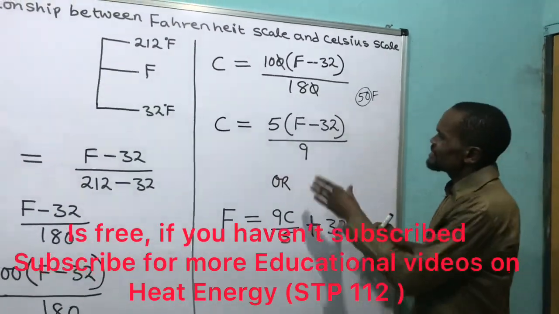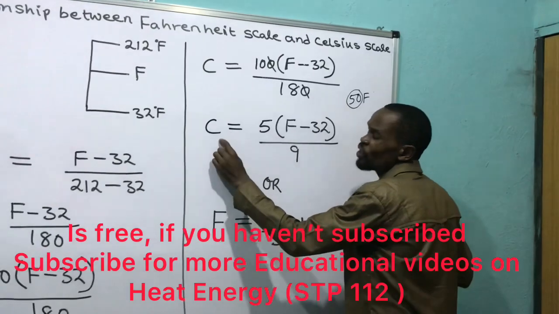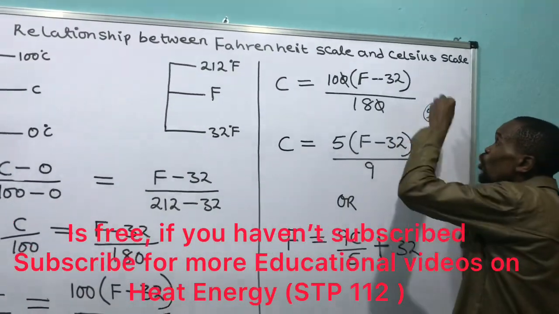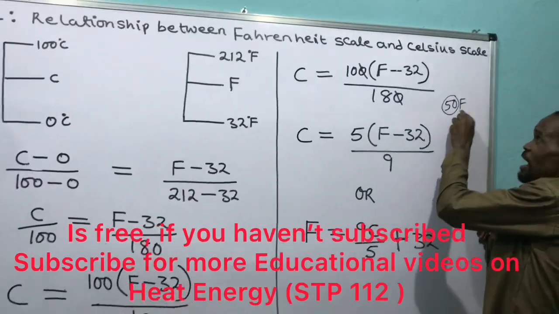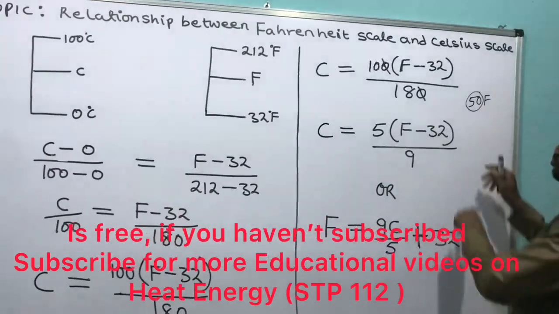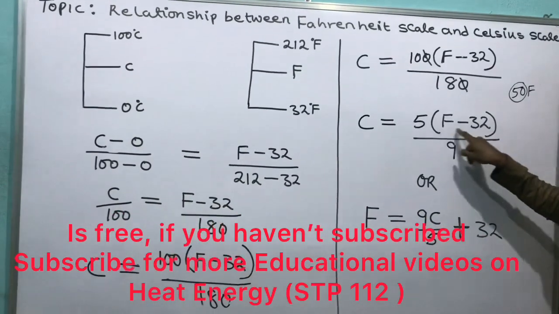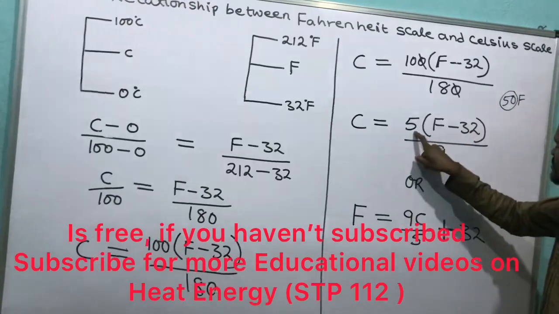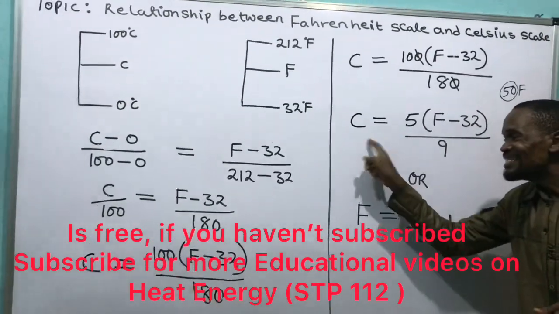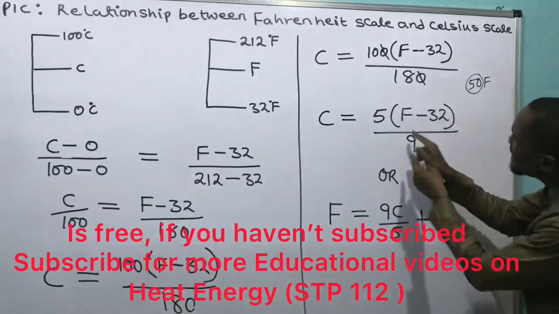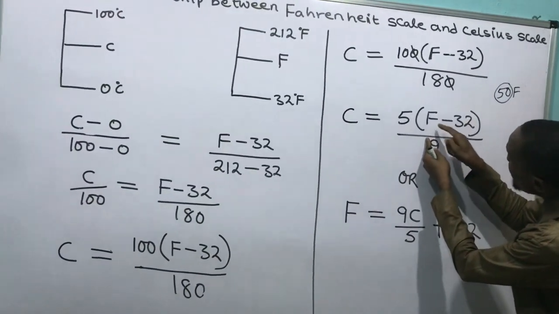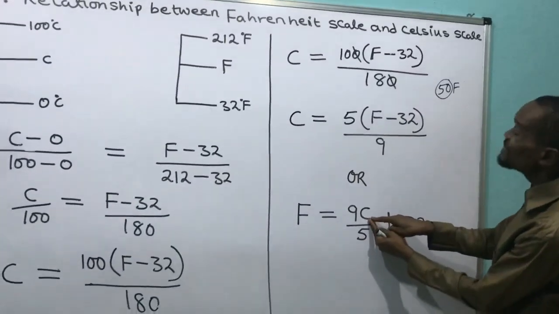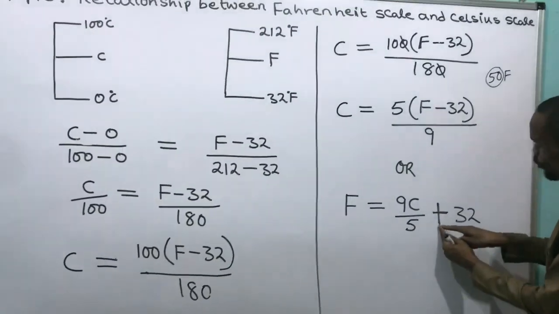That will give me the value in degrees centigrade. If I use this Fahrenheit thermometer to read 50 Fahrenheit, then if I substitute it here, 50 minus 32 gives me 18, and 18 times 5 divided by 9 gives me the value in degrees centigrade. Or making Fahrenheit the subject of the formula, F equals 9 times C, which is degrees centigrade, over 5, plus 32.